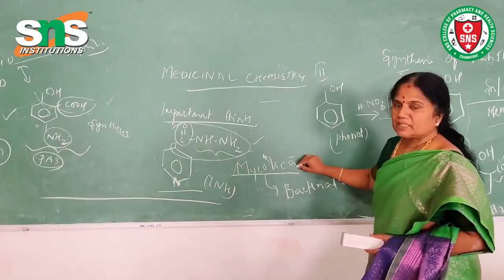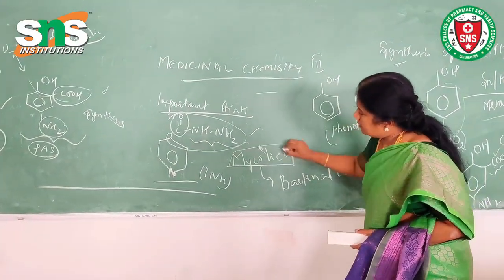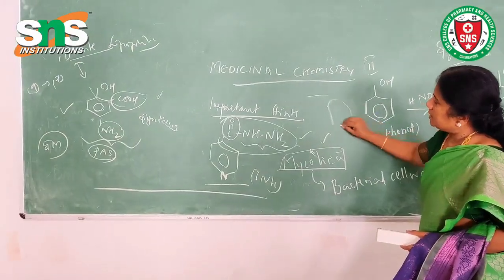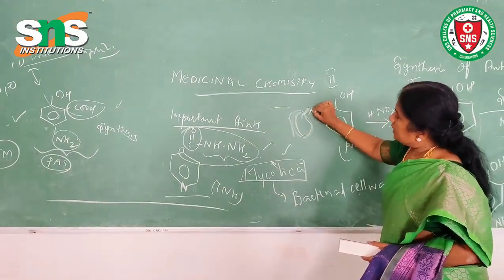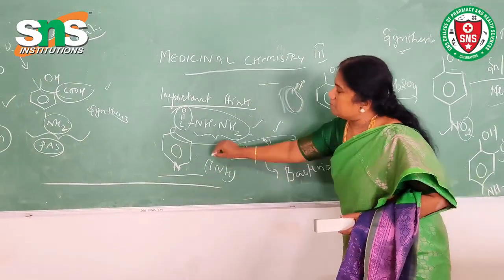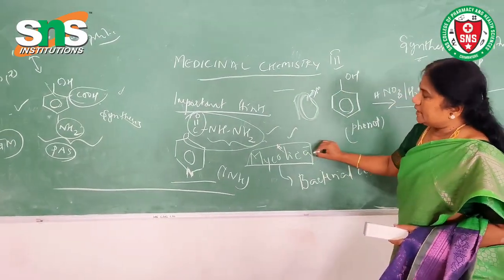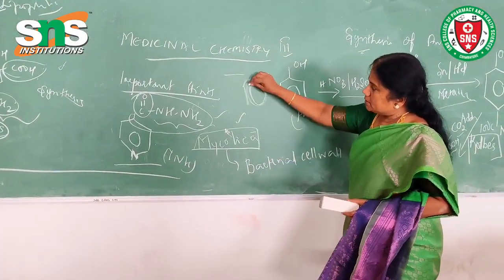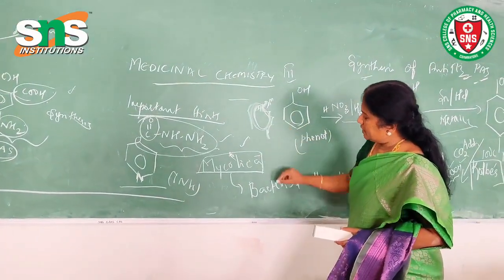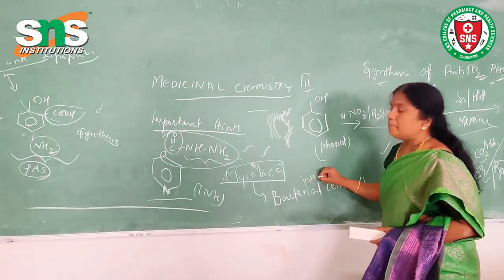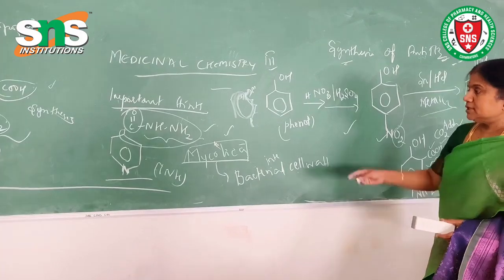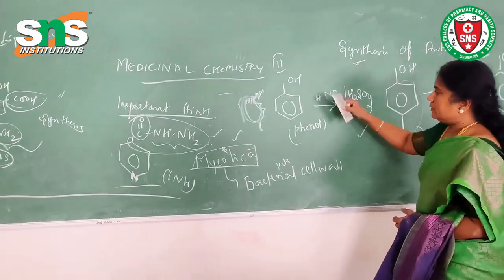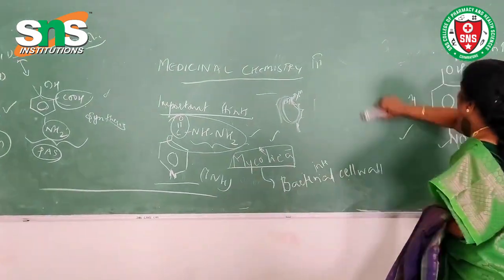The mechanism of action is that mycolic acid is the important constituent of the bacterial cell wall. INH mimics the mycolic acid, so mycolic acid synthesis will be inhibited. So the cell wall will be interrupted, and this interruption of the bacteria is the mechanism. Okay, so now we will see the synthesis.